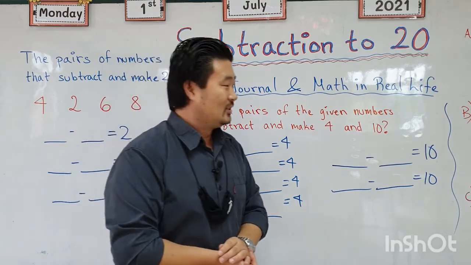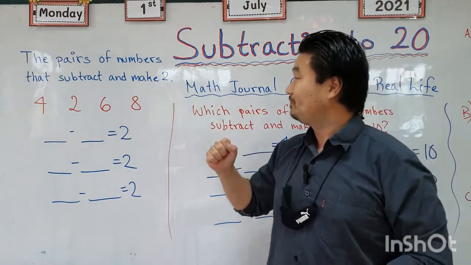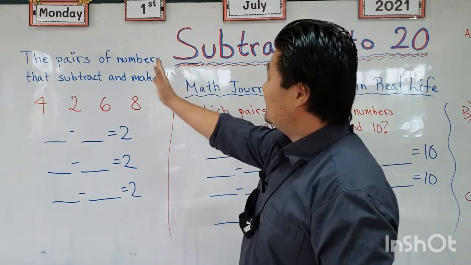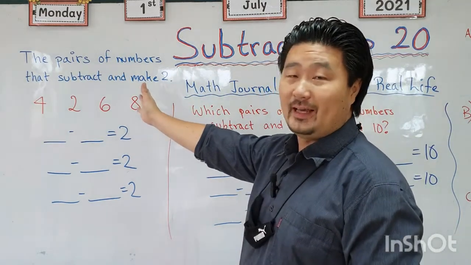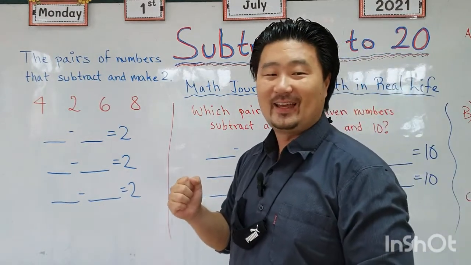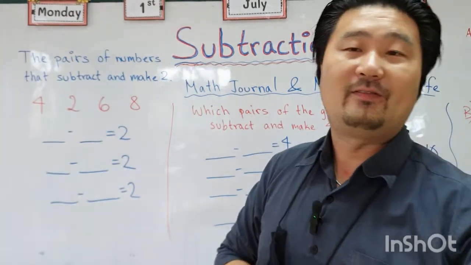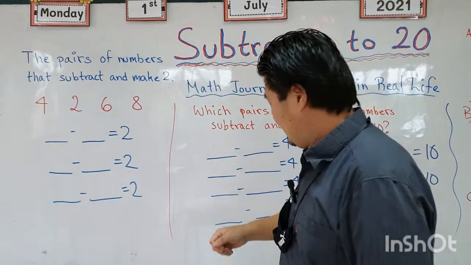Okay? So, as usual, I have put an example here. This I will do for you and explain, and this you have to do yourselves. Okay? So, Math Journal is on page 256. Alright.